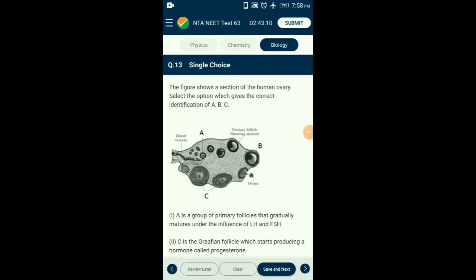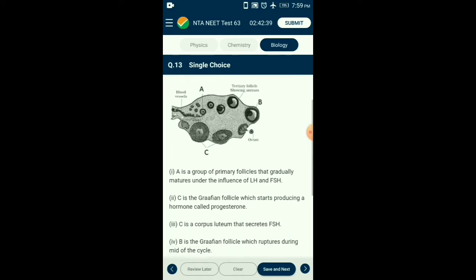Question number 13. The figure shows a section of the human ovary. Select the option which gives the correct identification of A, B and C. Corpus luteum is a yellow hormone secreting body in the female reproductive system that secretes progesterone, which further maintains the endometrium. The Graafian follicle produces a hormone called estrogen by the follicular granulosa cells.